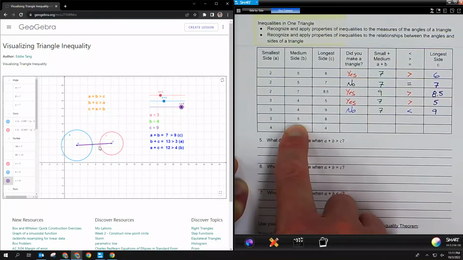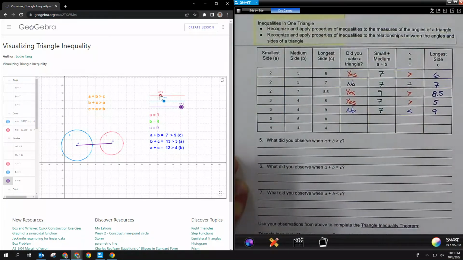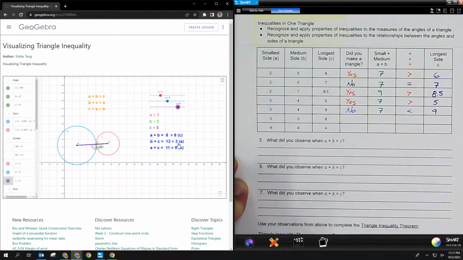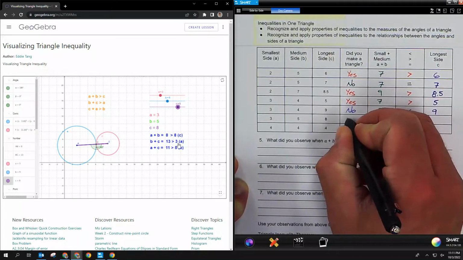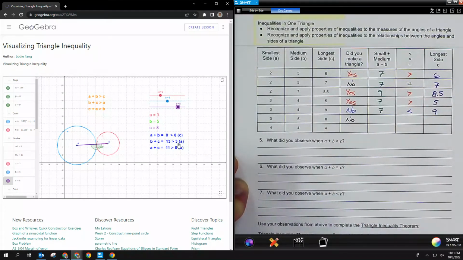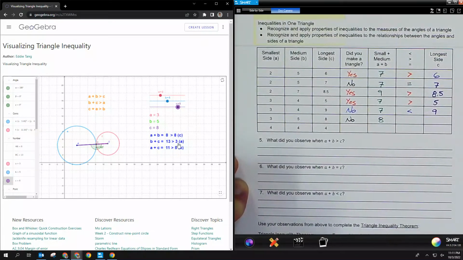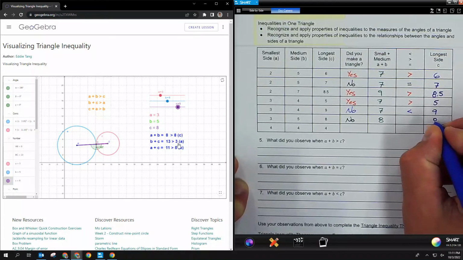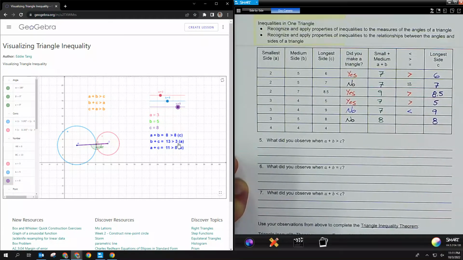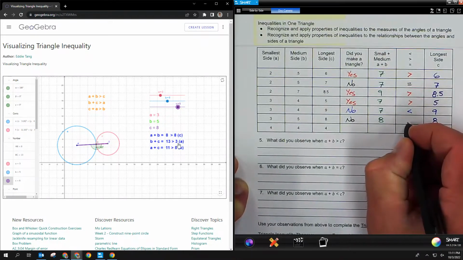Next, we have 3 and 5. So keep the small side 3, change the medium side to 5, and make C 8. And we say, does this make a triangle? And this does not make a triangle. 3 plus 5 is 8. 8 is the larger side, and 8 is equal to 8.